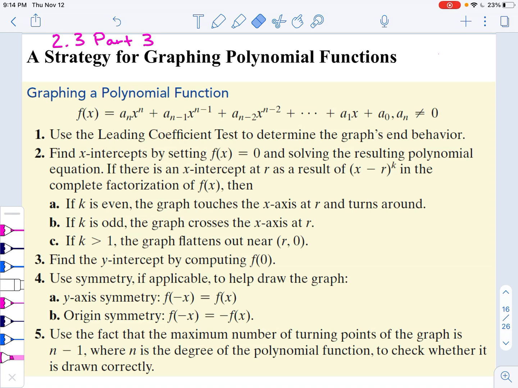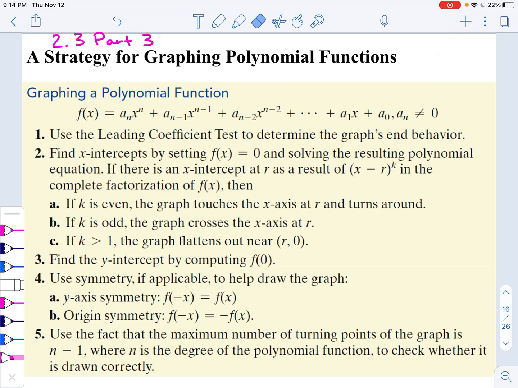So step number 1. It says to use the leading coefficient test to determine the graph's end behavior. So the leading coefficient test tells us, by looking at the leading coefficient, that first number, if it's positive or negative, and then we also look at the degree of the function to determine: are they both going to positive infinity, are they both going to negative infinity, or do we have one of each? And again, that leading coefficient kind of tells us what it looks like if it's positive or negative.